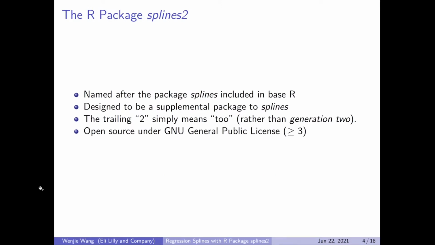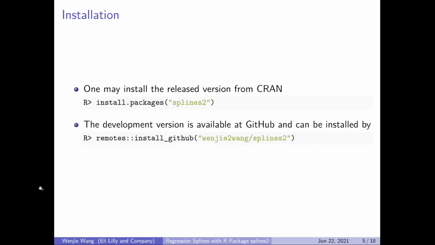Now let's look at the package itself. The package was named after the package splines included in base R. It was designed to be a supplemental package to the splines package. One may install the release version of the splines2 package from CRAN by the install.packages function. The developed version is available at GitHub and can be installed with the help of the remotes or devtools package.